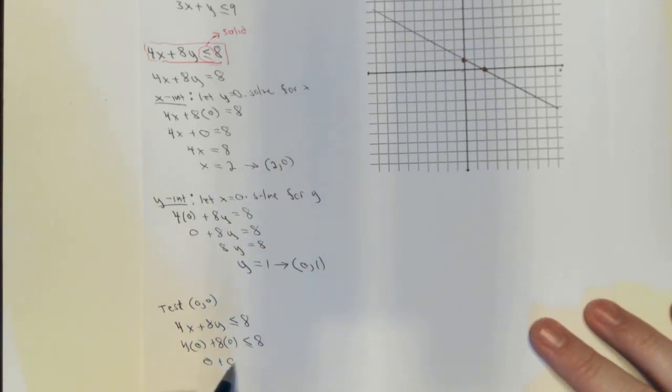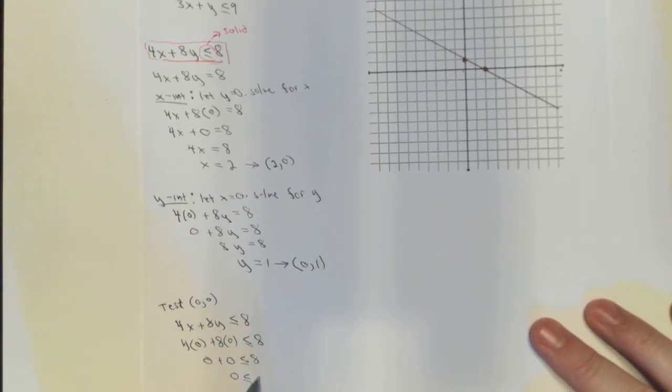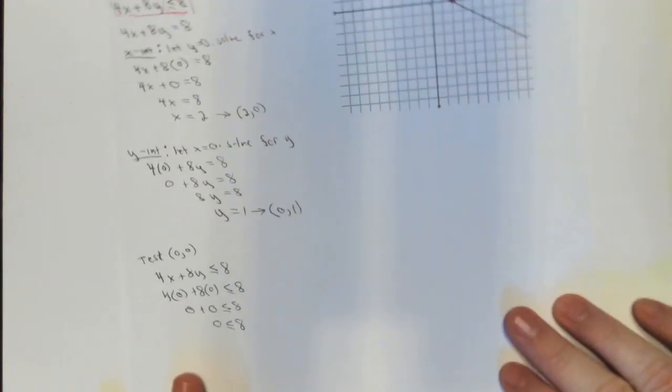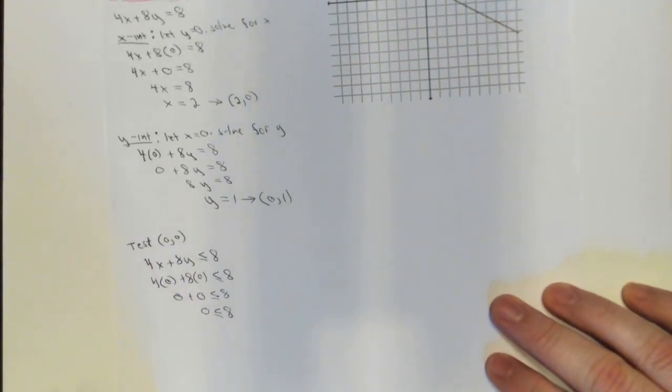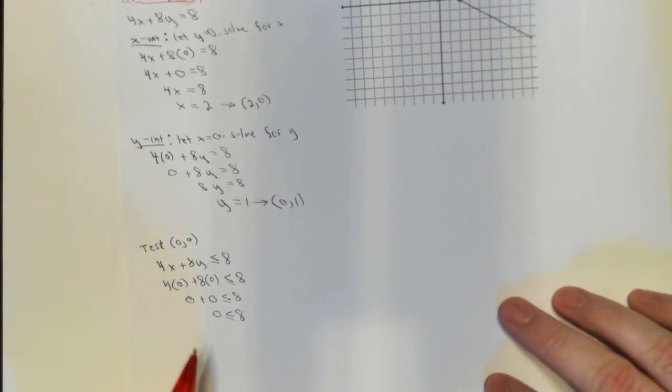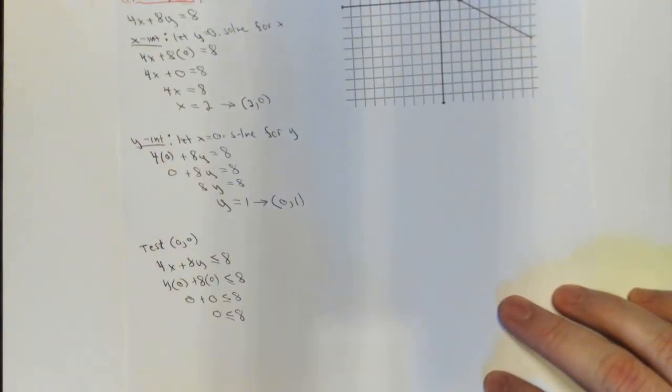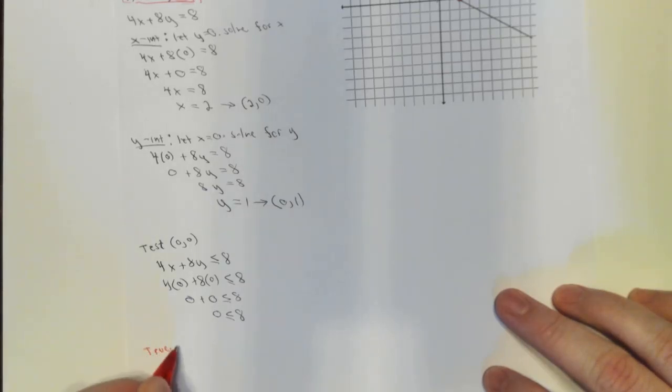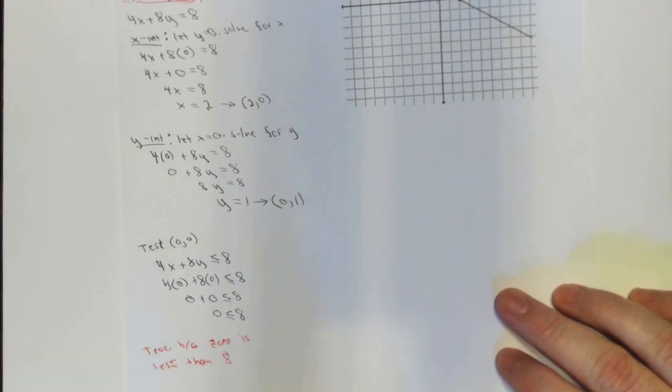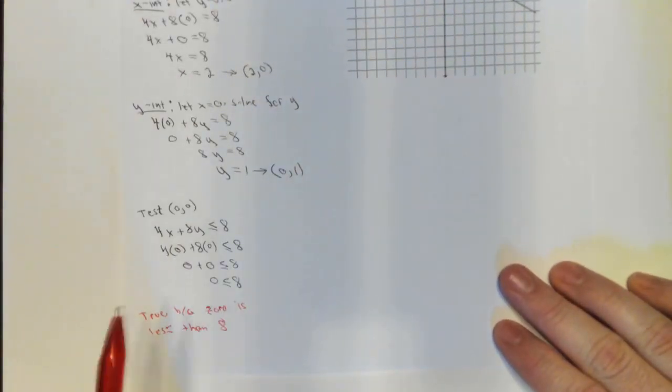So, is 0 less than or equal to 8? Now, some students will get confused here because 0 is not equal to 8. However, it is true that it is less than or equal to 8. So this is true. I'll just write it out, because 0 is less than 8, even though it's saying less than or equal to, it satisfies one of them, so it's still a true statement.